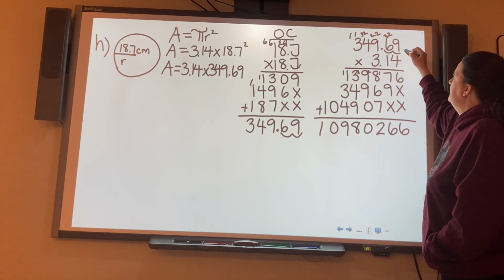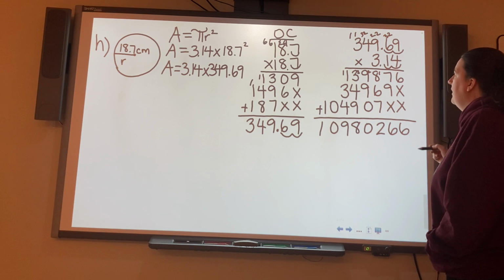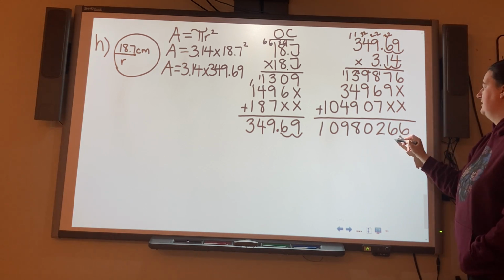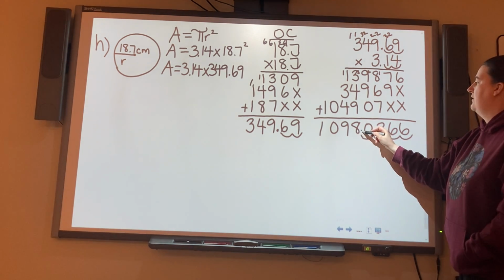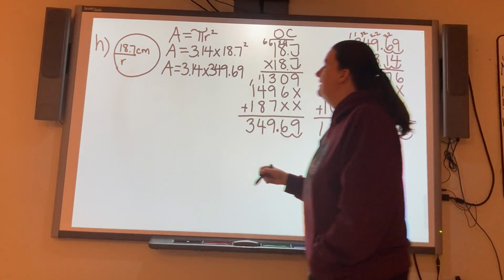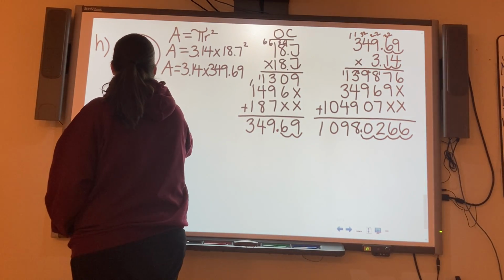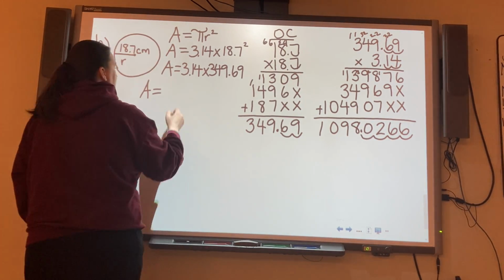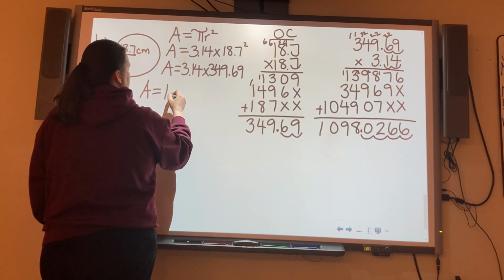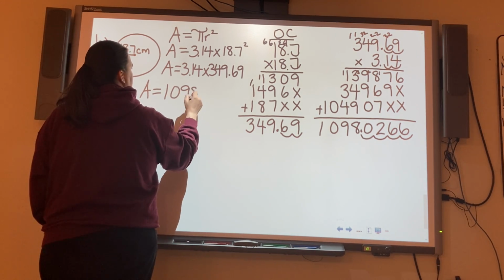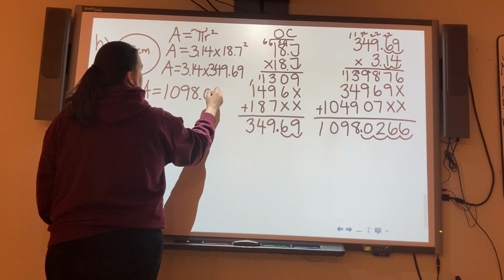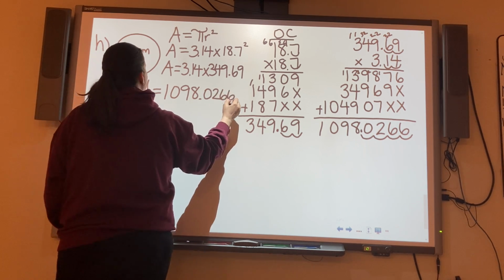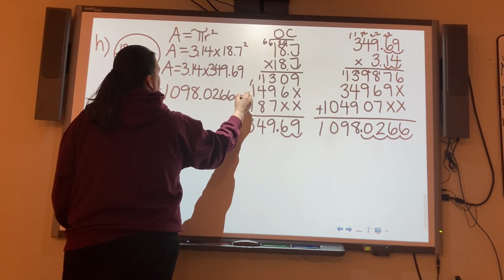So 1, 2, 3, 4 decimal spots. So the area of my circle is 1,098 and 266 centimeters squared.